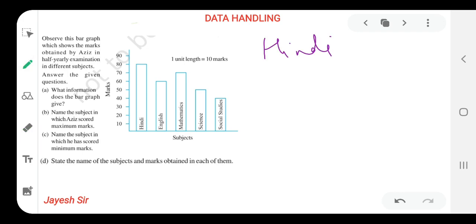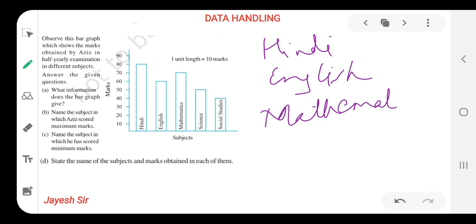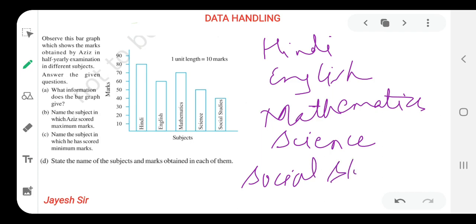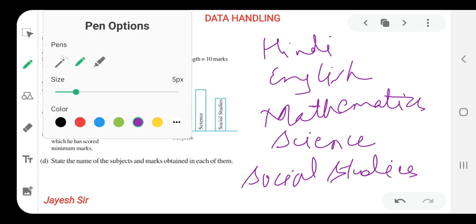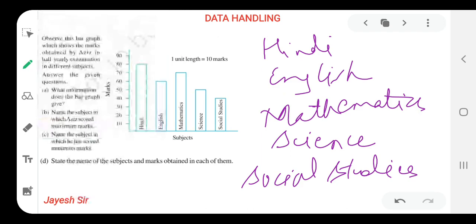Hindi, English, mathematics, not maths. You are not supposed to write maths over here, because in the paragraph it is written mathematics. That means you have to write the information given over here only. You cannot modify it. And here social studies. Now after writing this, what is to be said? He has said to write the marks obtained in each of them. We have to write marks also.